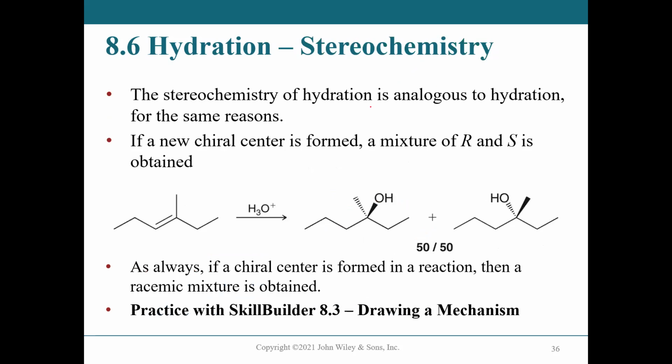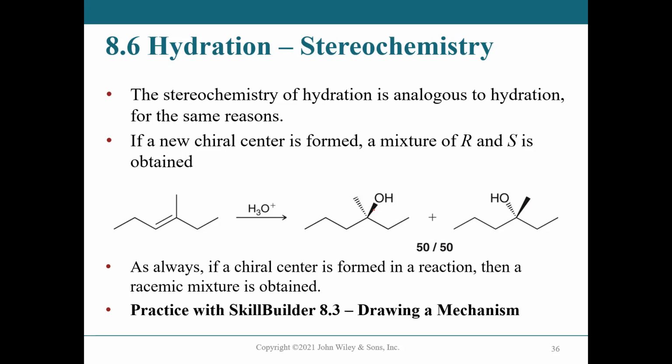So the stereochemistry of hydration is analogous to hydration for the same reasons. If a new chiral center is formed, a mixture of R and S is obtained. As always, if a chiral center is formed in a reaction, then a racemic mixture is obtained. And that's because you're going to be protonating this, and then that OH can attack from the bottom or the top, and depending on the direction it attacks, you're going to get the R or S isomer.